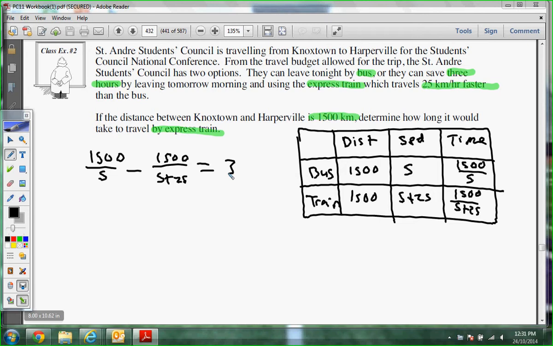Again, just want to make sure you're not just writing everything down. This is the bus time. This is the train time. Right here, slower time minus the faster time gives me the 3-hour difference.